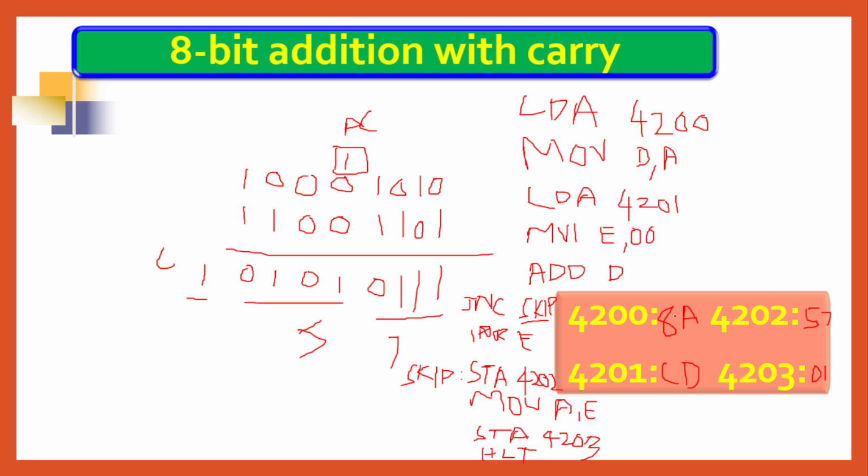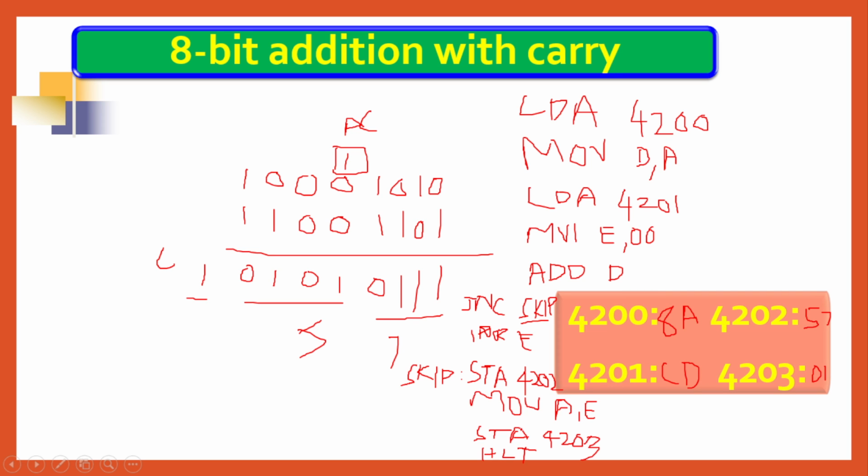So a recap: we have two 8-bit numbers from memory addresses 4200 and 4201. We are adding both. We are getting carry and sum like in manual calculation. We are implementing the program to read a memory address through accumulator using LDA, copy to some other register, again get the second number in accumulator, and initialize E register to count the carry. We are adding both. We are checking the carry flag. If no carry, straight away store the result. Suppose carry occurs, increment the E from 0 to 1, then store the result. So that's the program for addition of 8-bit numbers with carry in 8085 microprocessor.